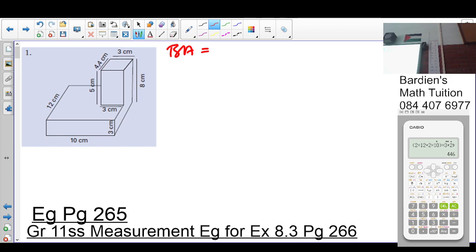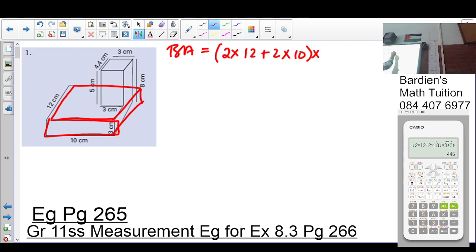Okay, so the base here basically is a rectangular prism. So how do you calculate the total surface area of a rectangular prism? Perimeter of base times height plus twice area of base. So how do you calculate the perimeter of the base? 2 length plus 2 breadth. So it's 2 times 12 plus 2 times 10 times the height of this prism, which is 3.